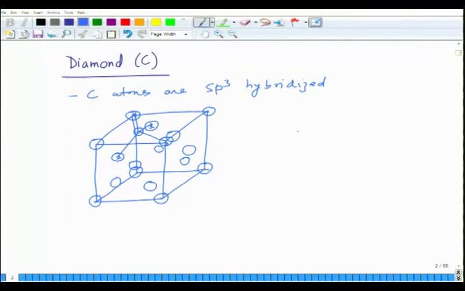So, what we will do now is we will continue what we were doing. Okay, so I will just write here. We have other examples, silicon carbide, zinc sulphide, similar structures.